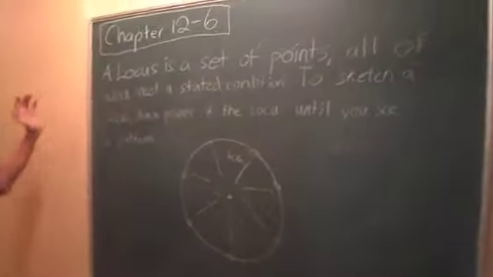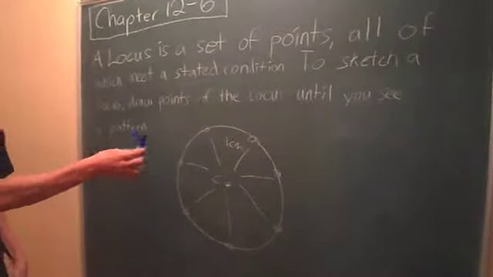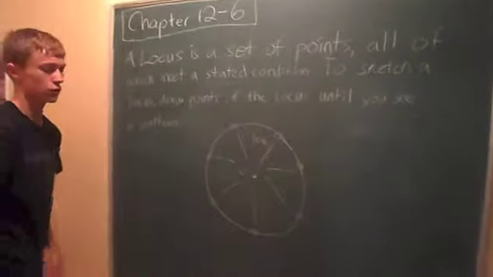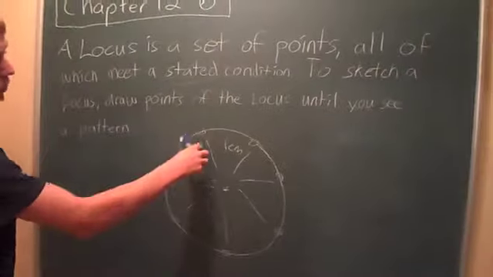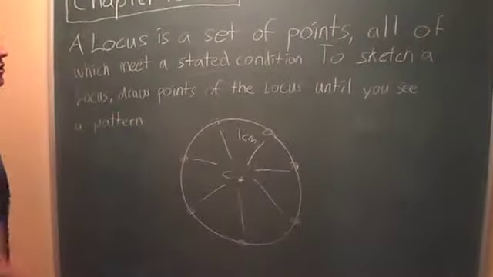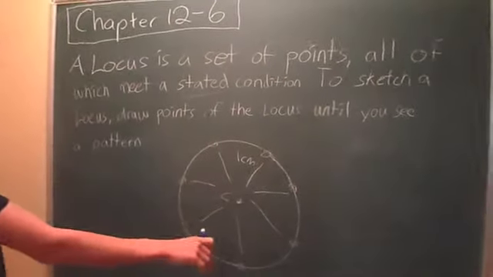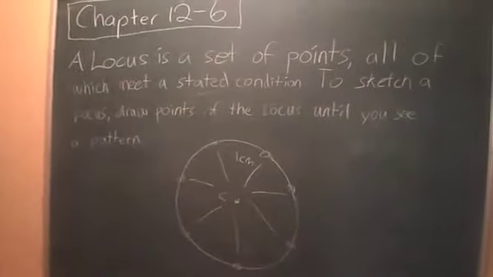Chapter 12.6. A locus is a set of points, all of which meet a stated condition. To sketch a locus, draw points of the locus until you see a pattern. So, for example, you have point C, and you have a circle around it, and you have points that are all 1 centimeter away from point C. So the stated condition is they must all be 1 centimeter away from point C, and the pattern is they're all 1 centimeter away from point C.